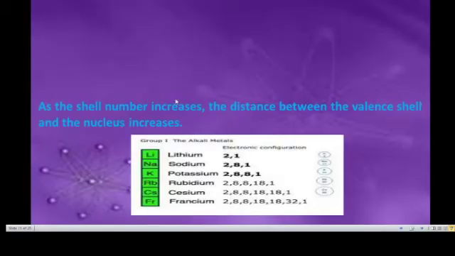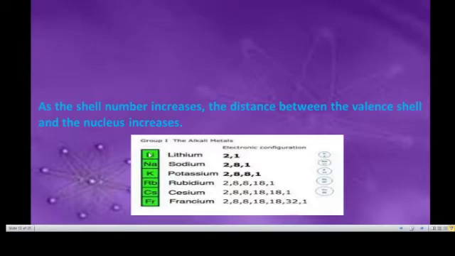As the shell number increases, the distance between the valence shell and the nucleus increases. Example, lithium. These are the first group elements: hydrogen first, and then lithium, sodium, potassium, rubidium, cesium and francium.